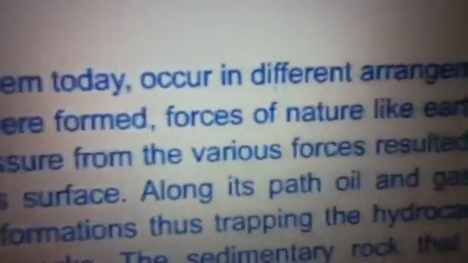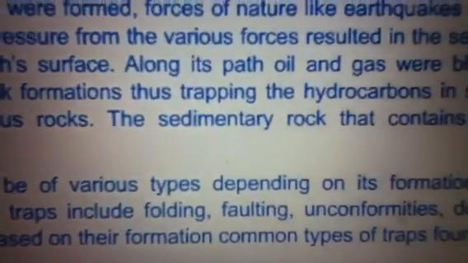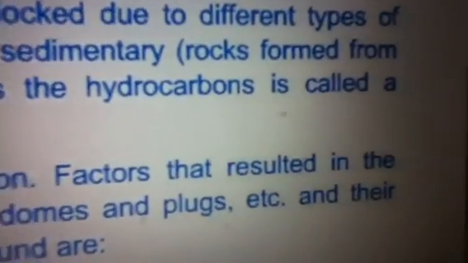Reservoir traps. The oils as we find them today occur in different arrangements of rocks, referred to as traps. While oil and gas were formed, forces of nature, like earthquakes, shifted blocks of earth in various directions. The pressure from the various forces resulted in the secondary migration of oil and gas towards the Earth's surface. Along its path, oil and gas were blocked due to different types of impermeable rock formations, thus trapping the hydrocarbons in sedimentary porous rocks. The sedimentary rock that contains the hydrocarbons is called a reservoir.